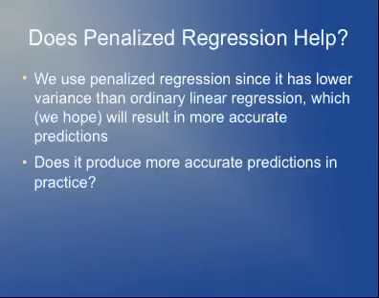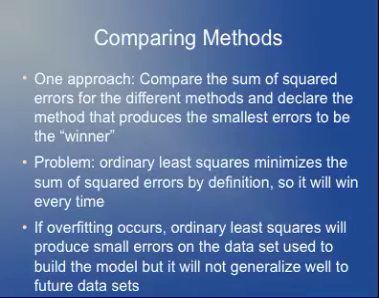So, how do we know if penalized regression is actually going to help? The idea is, as I said, penalized regression has lower variance than ordinary linear regression. We hope that will result in more accurate predictions. We want to see if that's actually true in practice. And determining if penalized regression actually helps turns out to be trickier to do than it seems. How do you know if penalized regression will give you more accurate predictions than ordinary least squares?